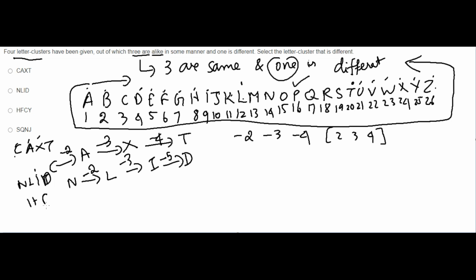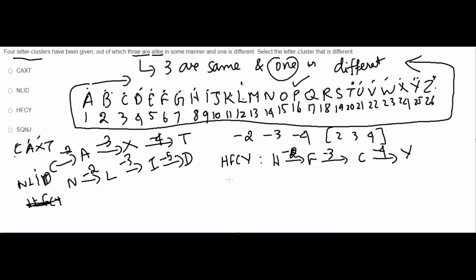Okay, go for HFCY. Let me write it here: H, F, C, Y. From H to F, how much are you getting? H is here, right? 1, 2. So minus 2 gives F. From F to C, how much? 1, 2, 3. So minus 3 gives C, third position. Then Y: 1, 2, 3, then 4. So minus 4 gives Y, right?